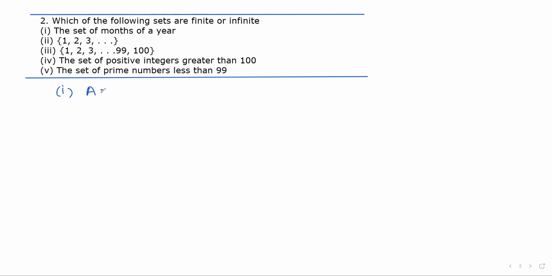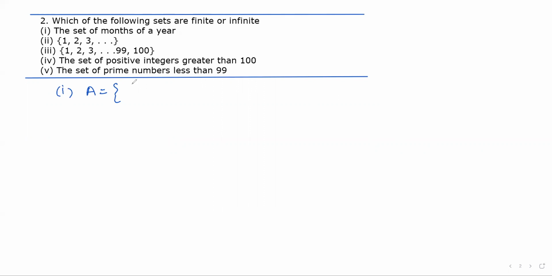Now, what is a finite set? A finite set is a set whose elements can be written in roster form, irrespective of the number of elements it holds. It has to be a finite number. It has to be a number which is countable. It cannot be an infinite number, because if it is an infinite number, then it will be an infinite set.